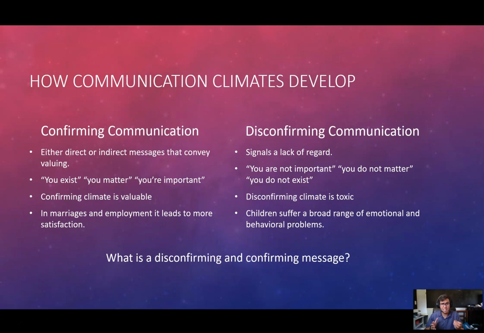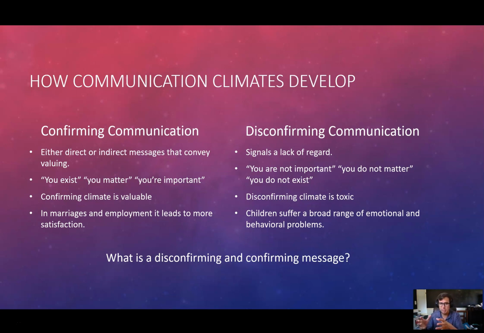What are some of these confirming messages? They may be things like actually saying those things: you exist, you matter, you're important. But it can also be shown through how we communicate. We may be using equality language instead of superior language. One of the biggest ones, though, is listening to the other person and not controlling communication, not trying to change you. I value you the way that you are.